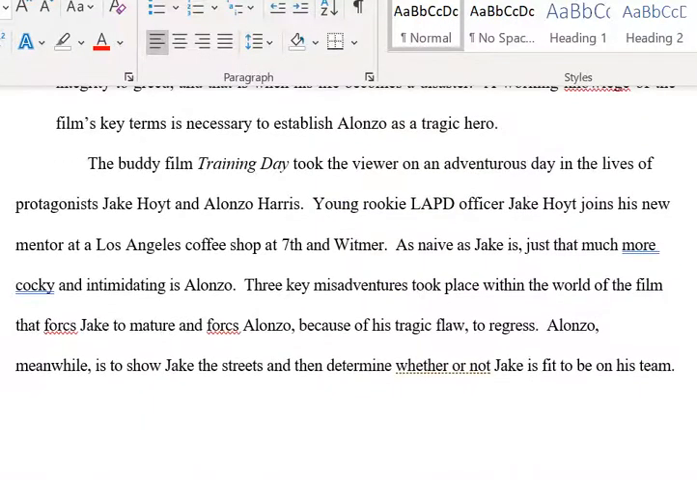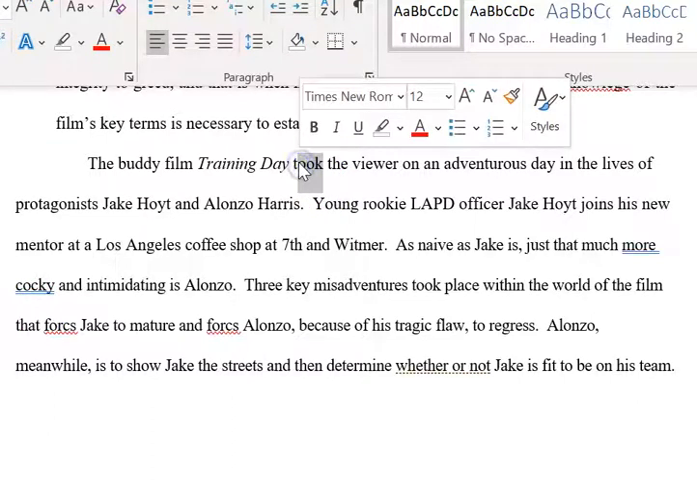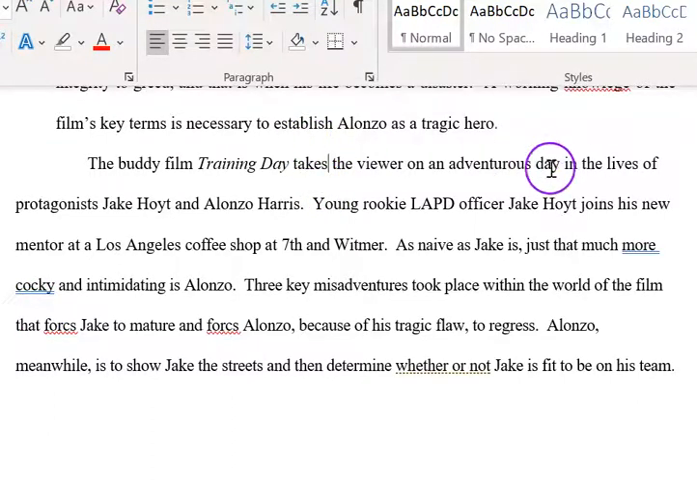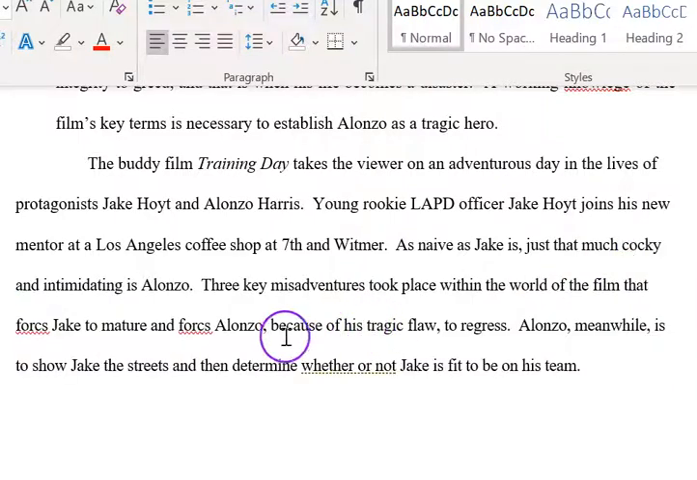Okay. Next paragraph. The buddy film Training Day takes the viewer on an adventurous day in the lives of protagonists Jake Hoyt and Alonzo Harris. Young rookie LAPD officer Jake Hoyt joins his new mentor at a Los Angeles coffee shop at 7th and Whitmer. As naive as Jake is, just that much more cocky and intimidating is Alonzo.